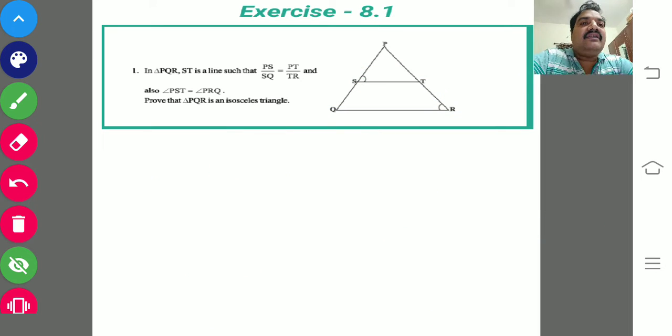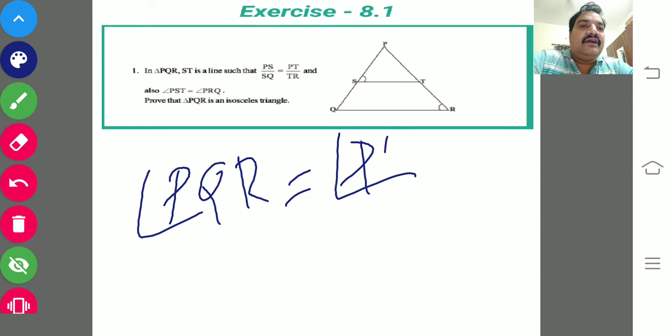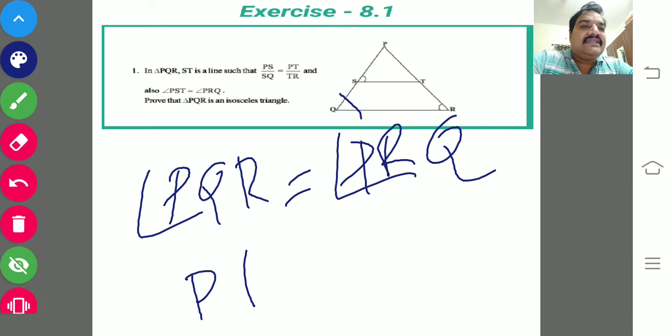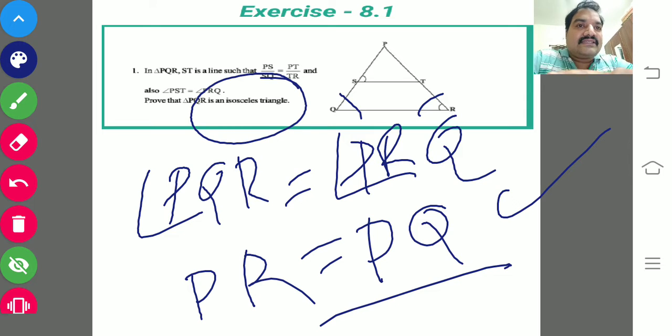The opposite angles are equal. If you proved that angle PQR equals angle PRQ, then automatically their opposite sides are equal: the side opposite angle PQR is PR, and the side opposite angle PRQ is PQ. If in any triangle the opposite angles and their opposite sides are equal, that triangle is called an isosceles triangle. So this is my analysis. I hope you could understand this.